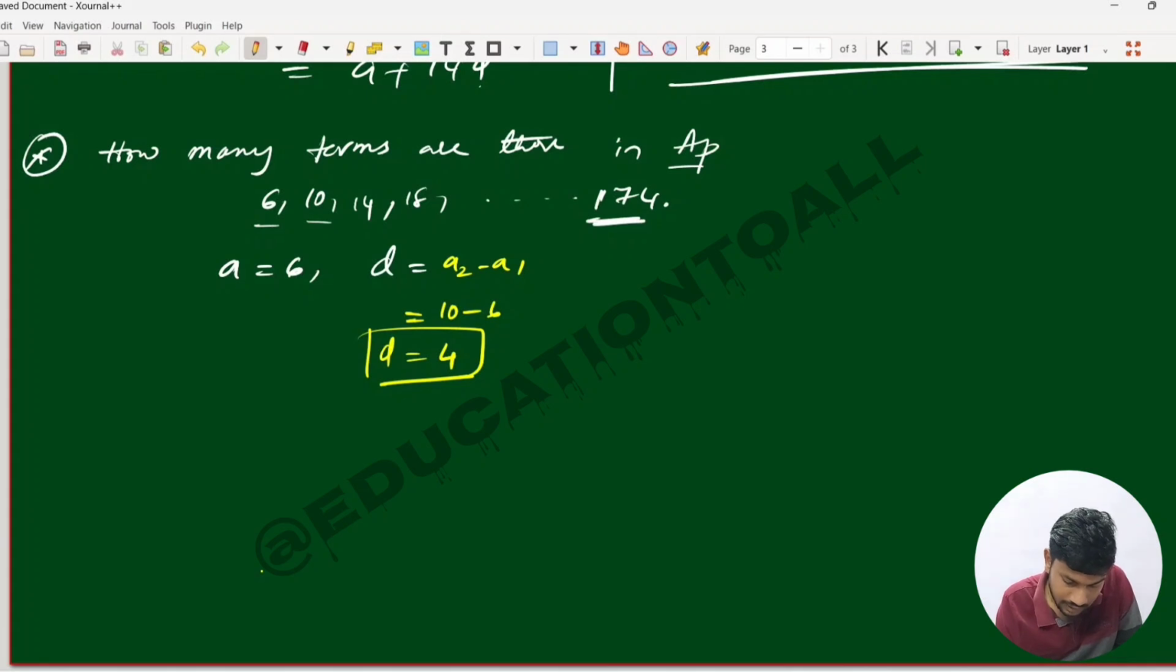And in the question, the last term is indicated as an. an is equal to 174. Here the n value is unknown. Which term count is 174? We are not sure. So what do we do? Apply the formula. What is the formula? an is equal to a plus n minus 1 into d.